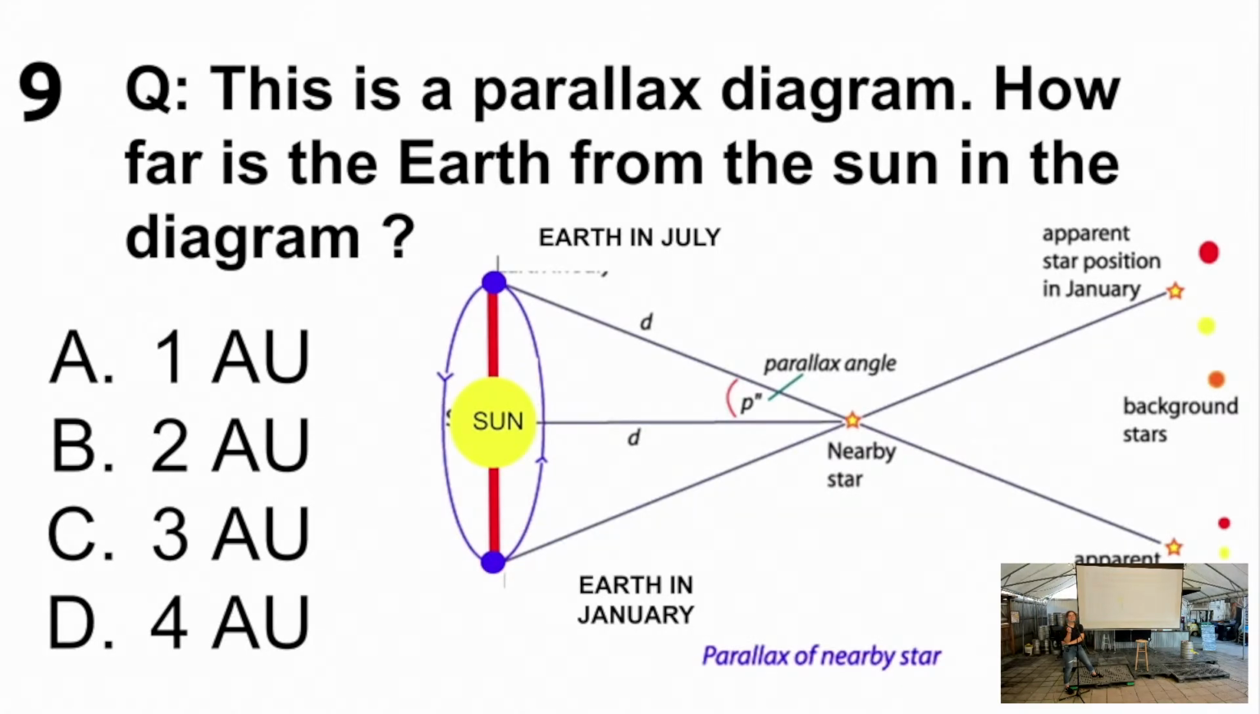Question 9, this is a parallax diagram. How far is the Earth from the sun in this diagram? So we have the sun, the Earth, and then the distance to a nearby star, the parallax angle, and it's compared to the background stars all the way on the right side. The answers are A, 1 AU, B, 2 AU, C, 3 AU, or D, 4 AU.